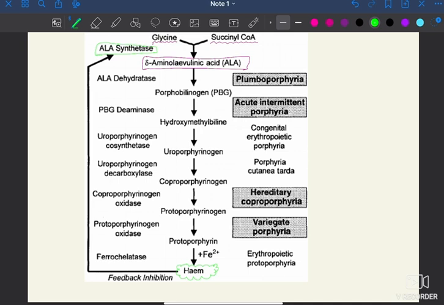Now the second step: delta amino levulinic acid is converted to porphobilinogen. Here the enzyme is ALA dehydratase. So this ALA dehydratase plays an important role. Okay, you have to remember this enzyme which converts ALA to porphobilinogen.